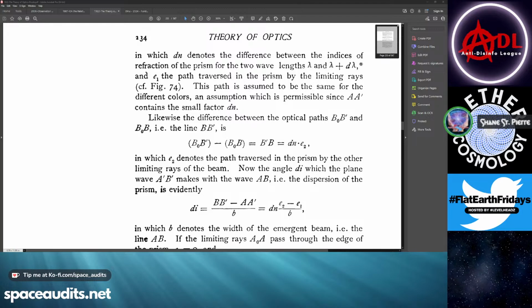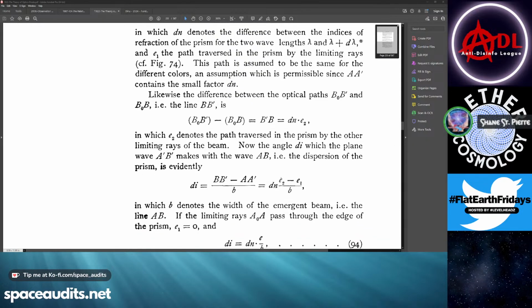This path is assumed to be the same for the different colors, an assumption which is permissible since A prime A contains a small factor dn. Likewise, the difference between the optical paths B sub 0 B prime and B sub 0 B, i.e. the line B prime B, is B sub 0 B prime minus B sub 0 B equals B prime B equals dn E sub 2, in which E sub 2 denotes the path traversed in the prism by the other limiting rays of the beam. Dude, Rayleigh was a G, huh? Gangster optics.